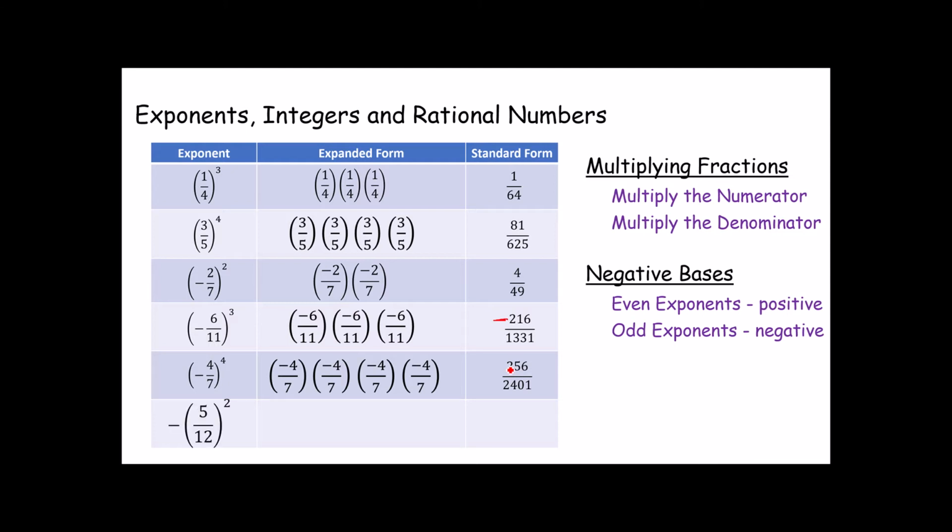Last one, this is the one that causes people trouble. Notice that there are 2 of what's inside of the parentheses. Notice the negative sign is not in the parentheses, therefore I only have 1 of those. 5 times 5 is 25, 12 times 12 is 144, and I stick the negative out front. Now probably you would write that without the parentheses in there as just -25 over 144.